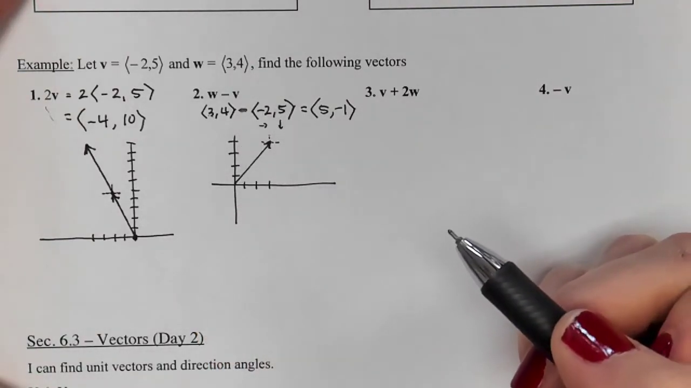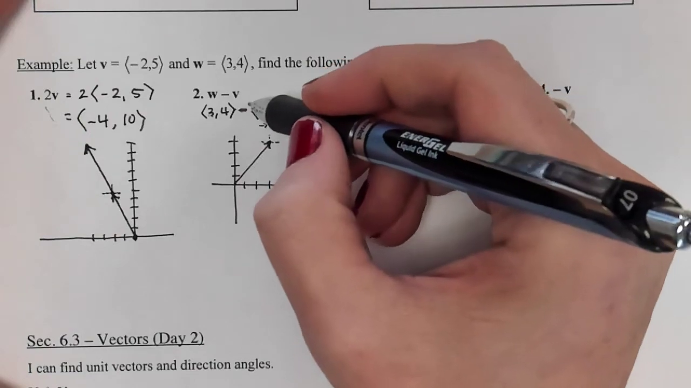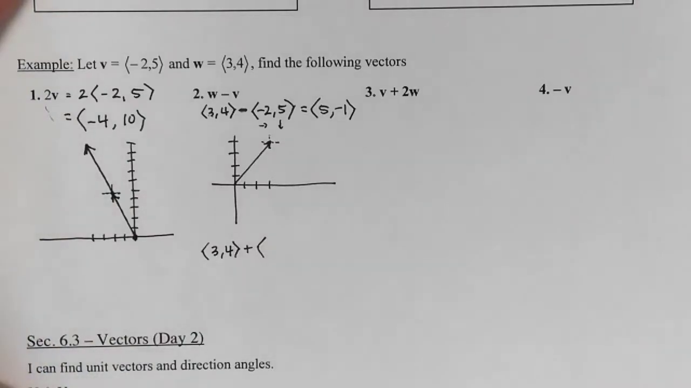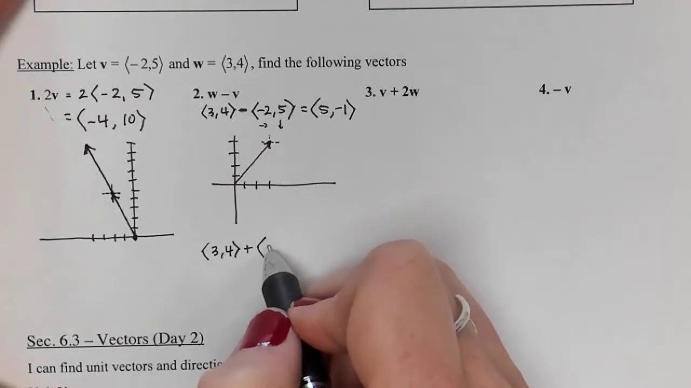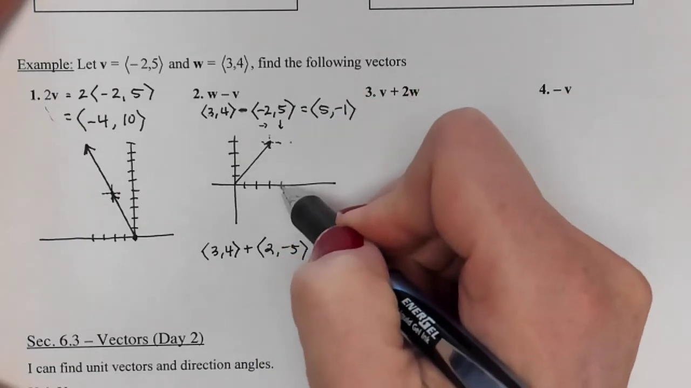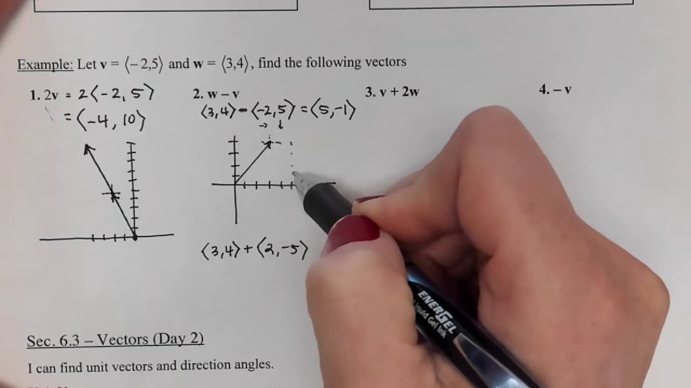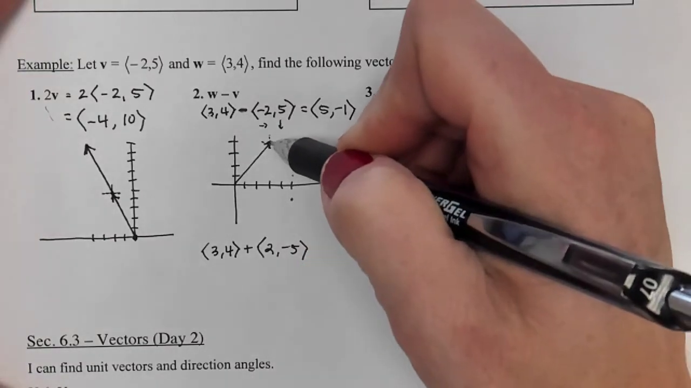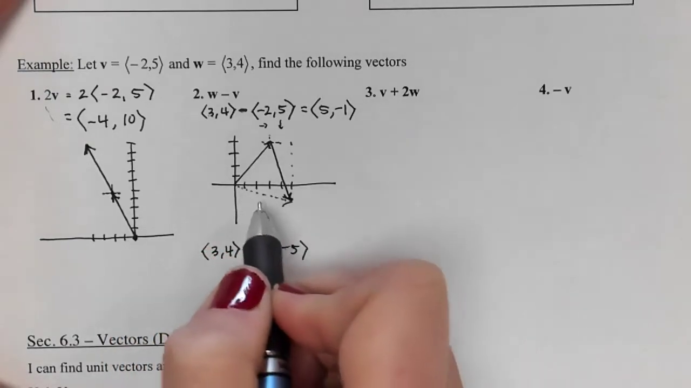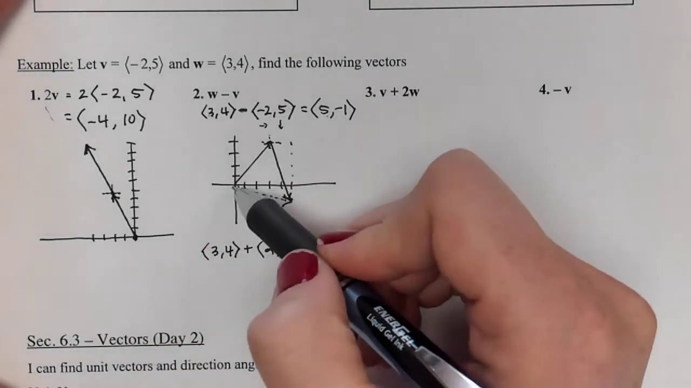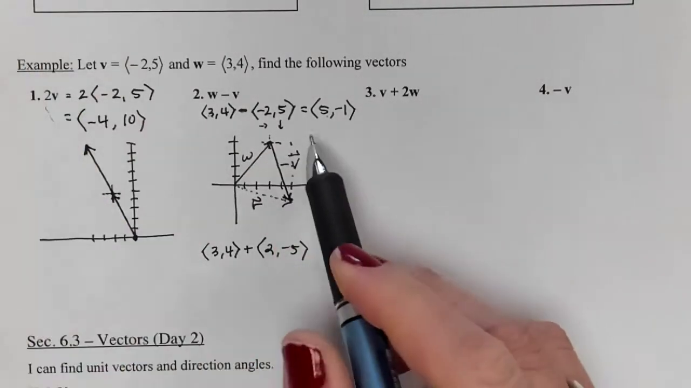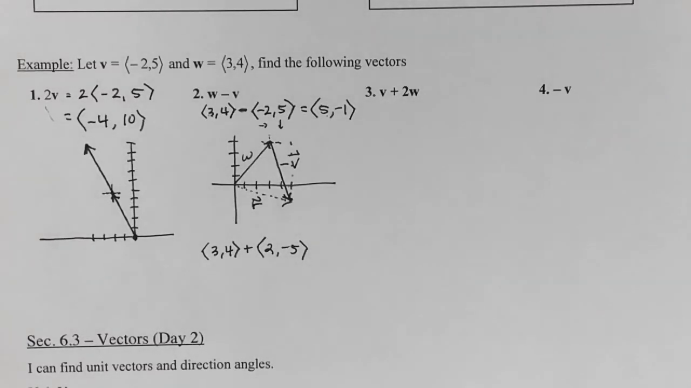Negative makes it opposite. If you were to distribute that in there, you would actually end up with 3, 4, and then you'd have your negative, I'm sorry, positive 2, negative 5. So you're going to the right 2, 1, 2, and then down 5. 1, 2, 3, 4, 5. So your resultant, your answer, is this one right here, which went over 5, down 1. So we're matching both in the algebra and in the picture.